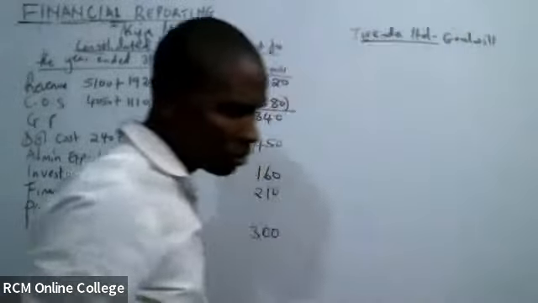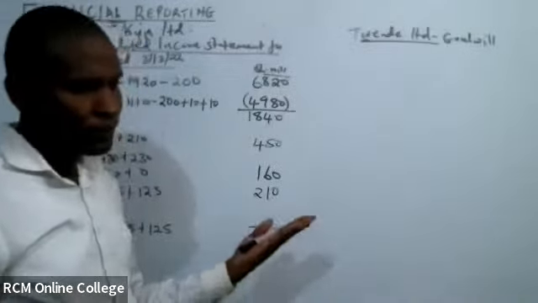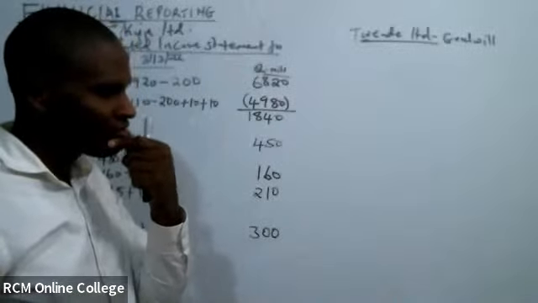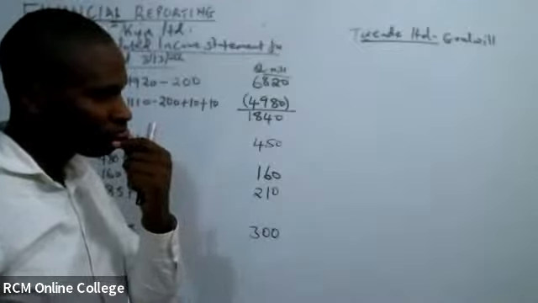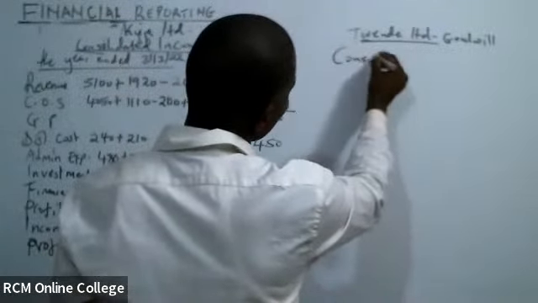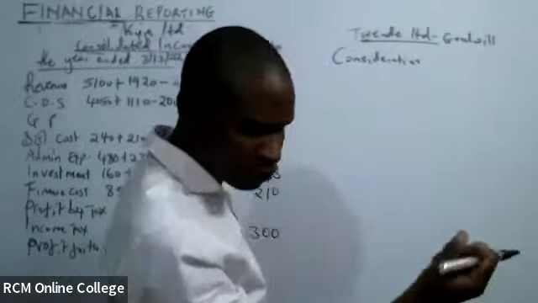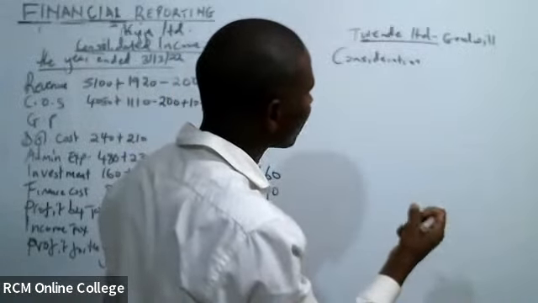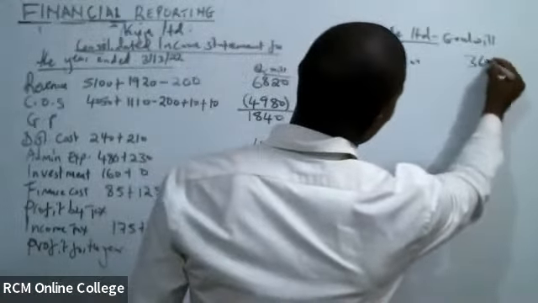Partial ama full, unaangalia chenye umepewa. Sisi tumepewa NCI, so tunatumia full. The cash consideration yenye ililipwa ni ngapi? Yenye walilipa cash. Consideration 3600. That's good.